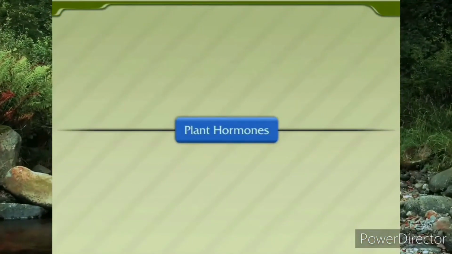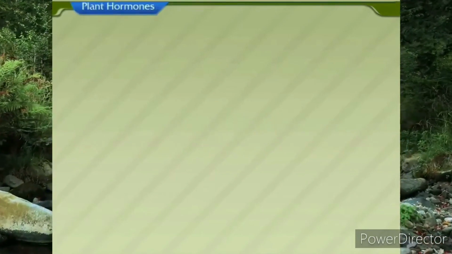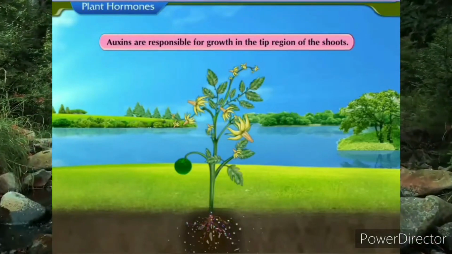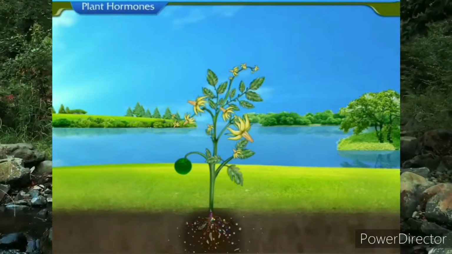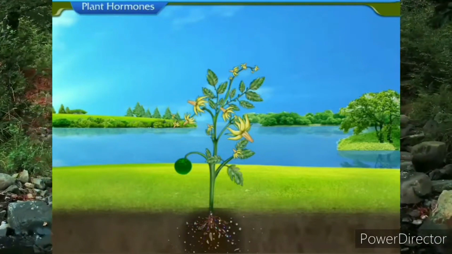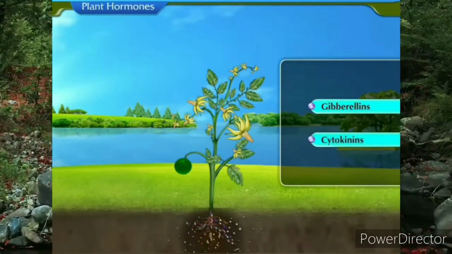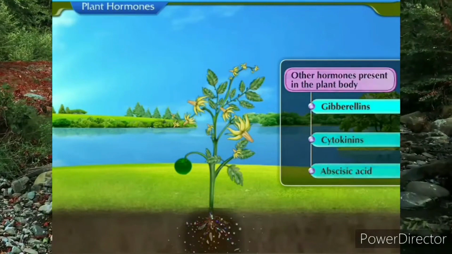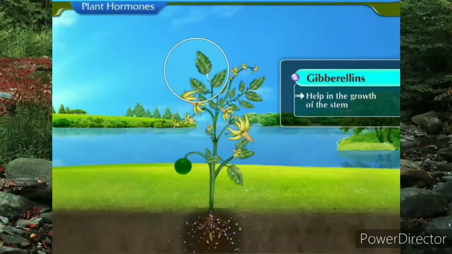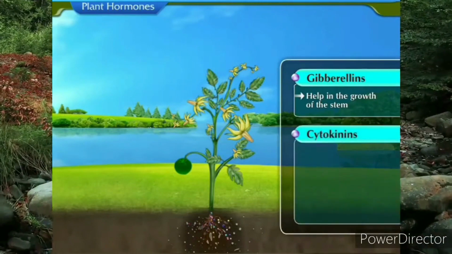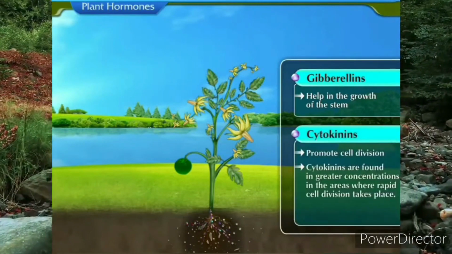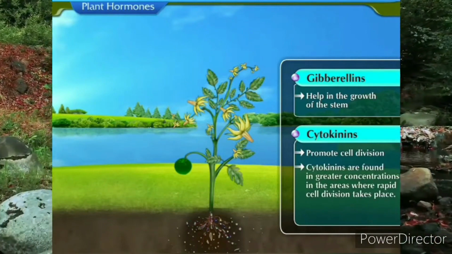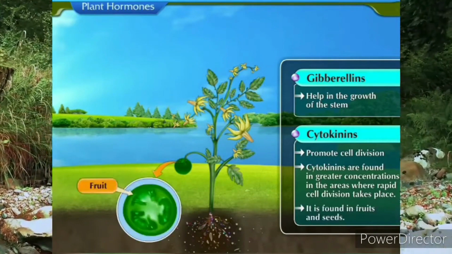Plant hormones. We have studied that auxins are responsible for growth in the tip region of the shoots. But it is not the only hormone present in plants. Gibberellins, cytokinins, abscisic acid are the other hormones present in the plant body. Gibberellins help in the growth of the stem, while cytokinins promote cell division. Cytokinins are found in greater concentrations in the areas where rapid cell division takes place. It is thus found in fruits and seeds.